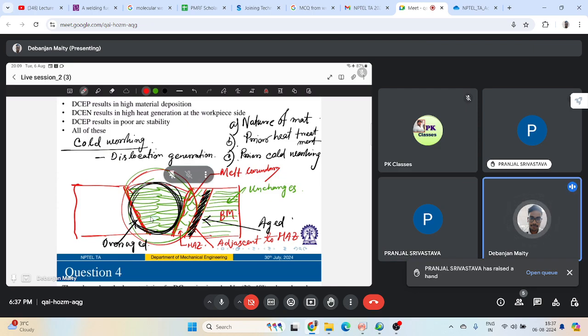So I was talking about this fusion region, heat affected region. Yes, sir. Acha, I just rubbed this up. You want those names of the structures again? Yes, sir. Okay, sorry.